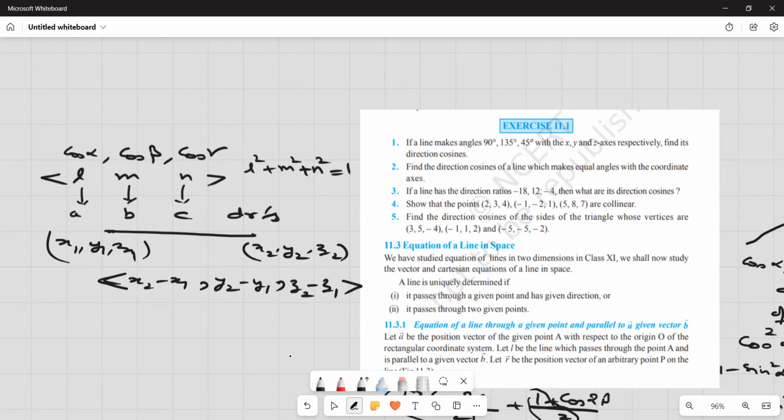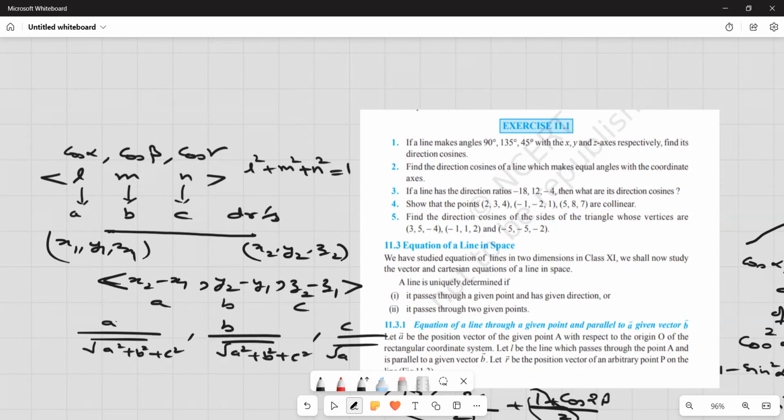So suppose this is a, this is b, this is c, the DRs, and I want to change them to DCs. So the DCs will be a upon square root of a square plus b square plus c square, b upon the same, and c upon the same. This we have done in vectors also. These are the cases. Now come to the exercise.